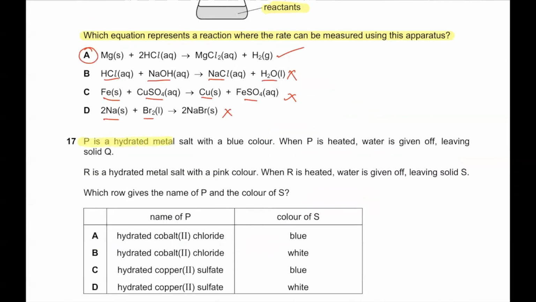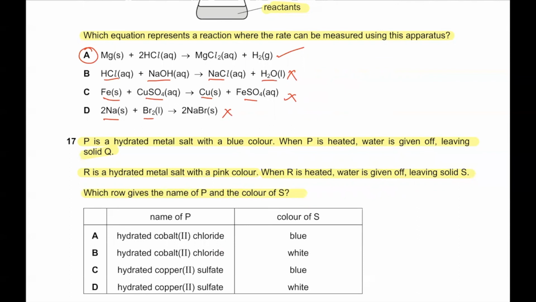17. P is a hydrated metal salt with a blue color. When P is heated, water is given off, leaving solid Q. R is a hydrated metal salt and is pink in color. When R is heated, water is given off, leaving solid S. Which row shows the name of P and color of S?